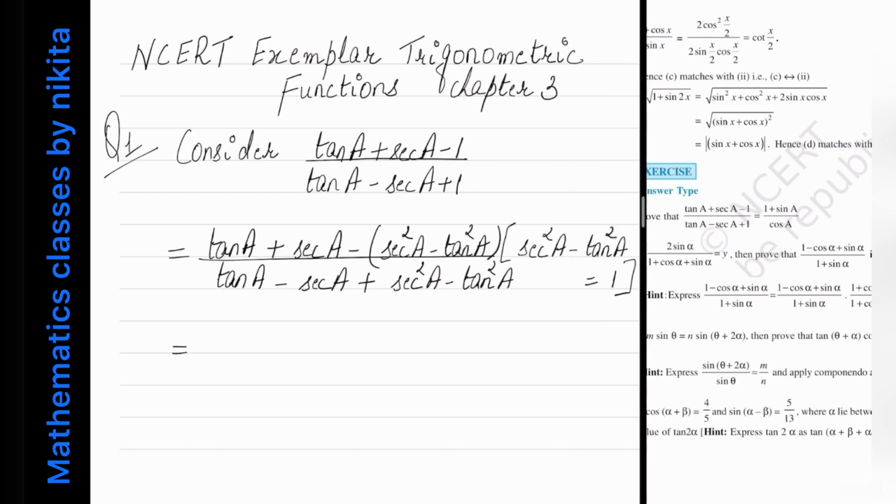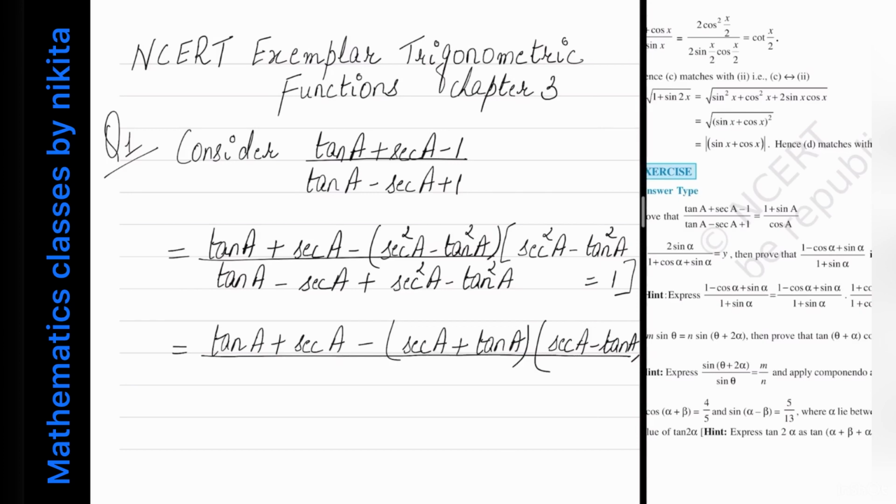Okay, and now what I will do is I will write this expression as secant A minus tan A into secant A plus tan A. Therefore I will get tan A plus secant A, then minus secant A plus tan A multiplied by secant A minus tan A, and in the denominator you will get tan A minus secant A plus secant A minus tan A into secant A plus tan A.